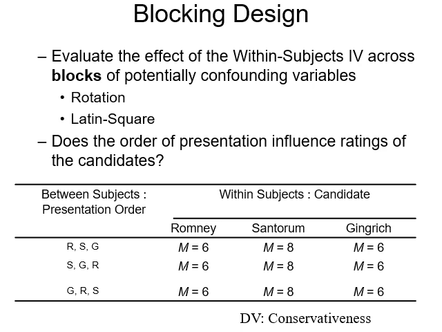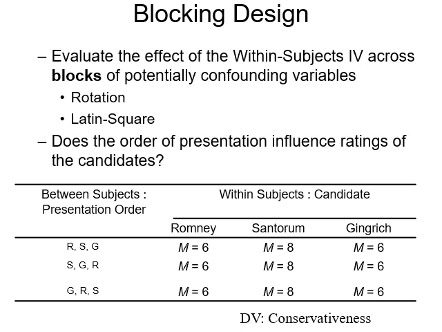We can also do a blocking design, and I was referring to this earlier, where we evaluate the effects of within subjects IVs across blocks of potentially compounding variables. So we basically can rotate the order of presentation. This is often also referred to as doing a Latin square. And the idea behind a Latin square is that you create a number of categories of presentation orders where each independent variable's factor, the within subjects variable, appears in each position once.